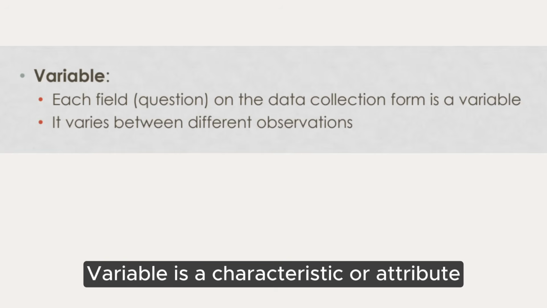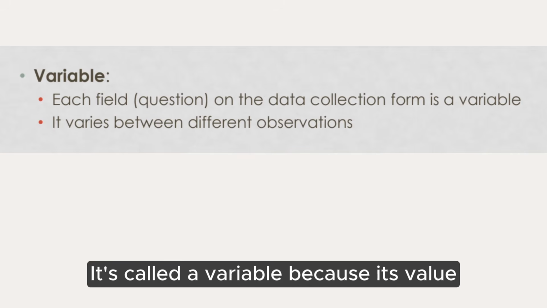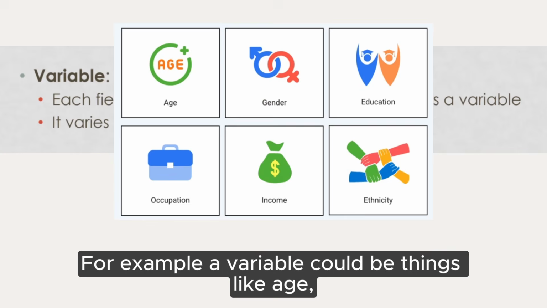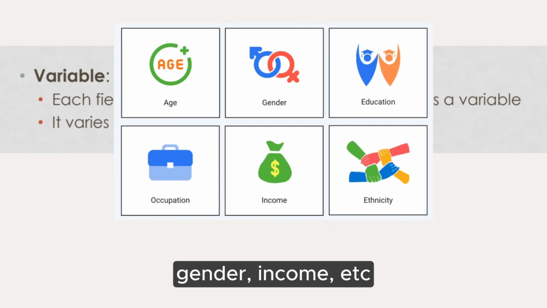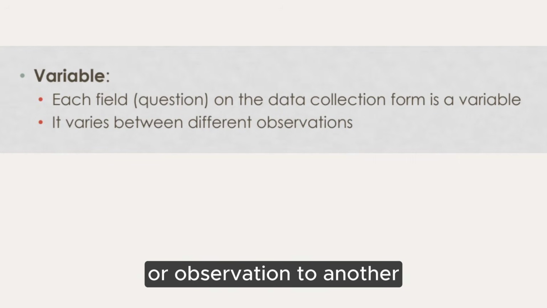Variable is a characteristic or attribute that we measure for each observation. It's called a variable because its value varies between different observations. For example, a variable could be things like age, gender, income, etc. These things change from one person or observation to another.